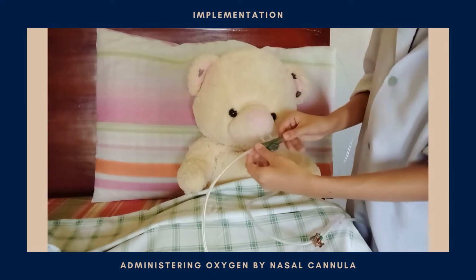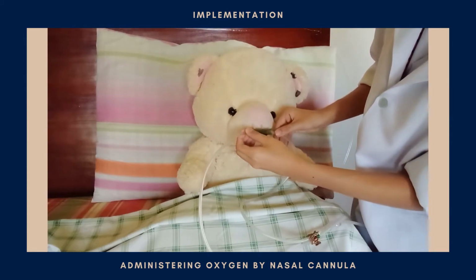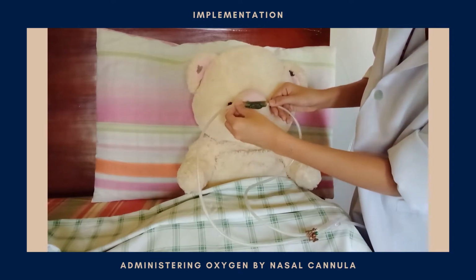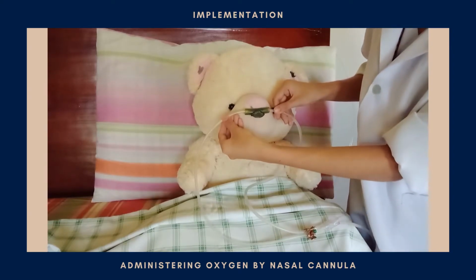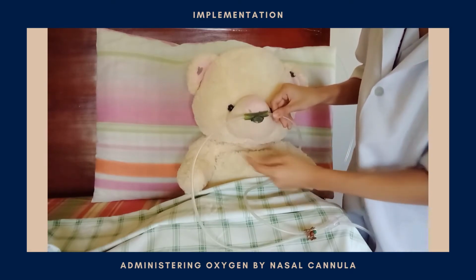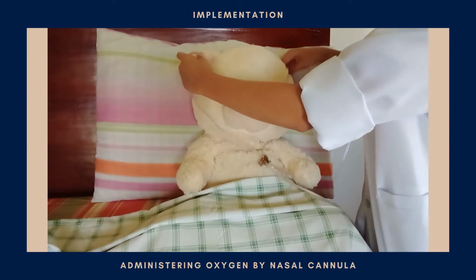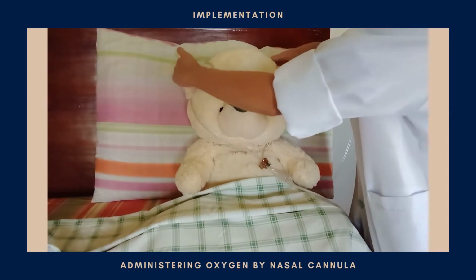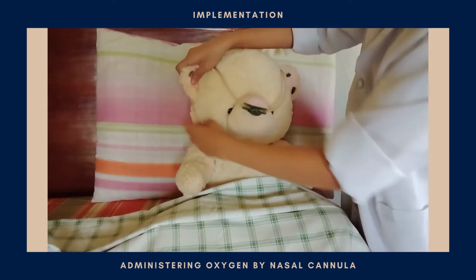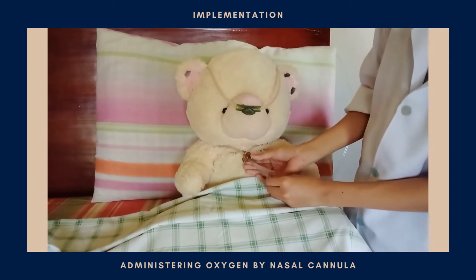Place the prongs in the patient's nostrils and to determine if the placement is correct, this flap should be pointed downward. Then place the tubing over and behind each ear with the adjuster comfortably under the chin.